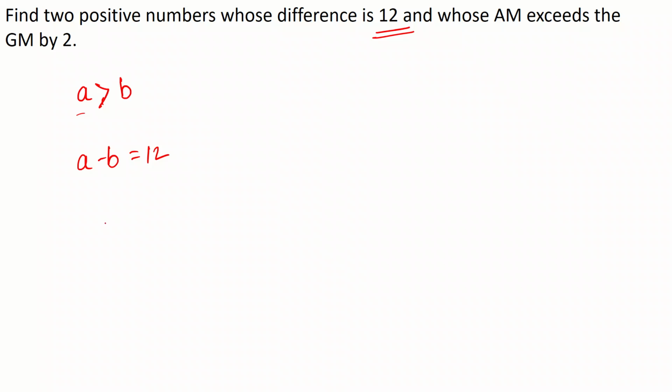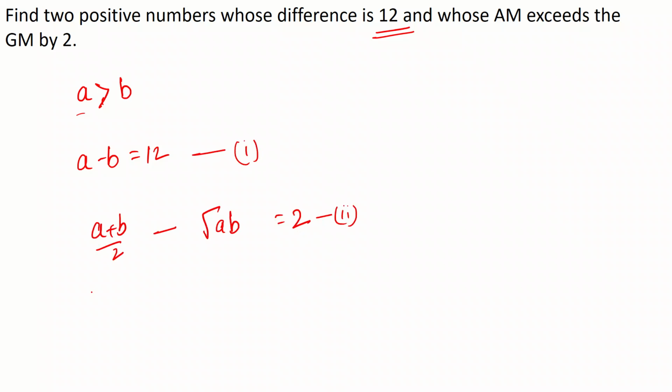The question says AM exceeds the GM. What is the AM of A and B? It's (A plus B) by 2. What is the GM? Root over AB. AM exceeds GM by 2, that means AM minus GM is equal to 2. So we have two equations. This is equation number 1, this is equation number 2. I have to solve these two equations to find the values of A and B.